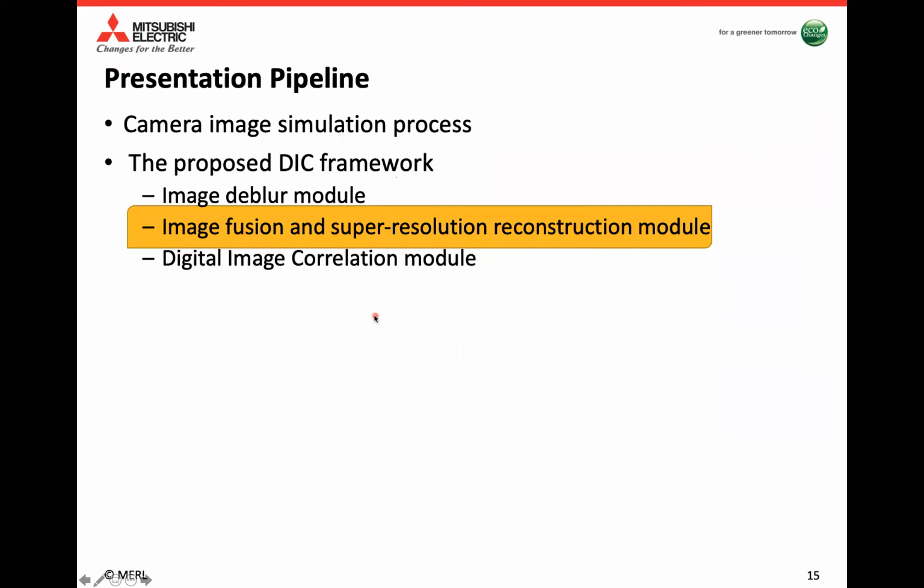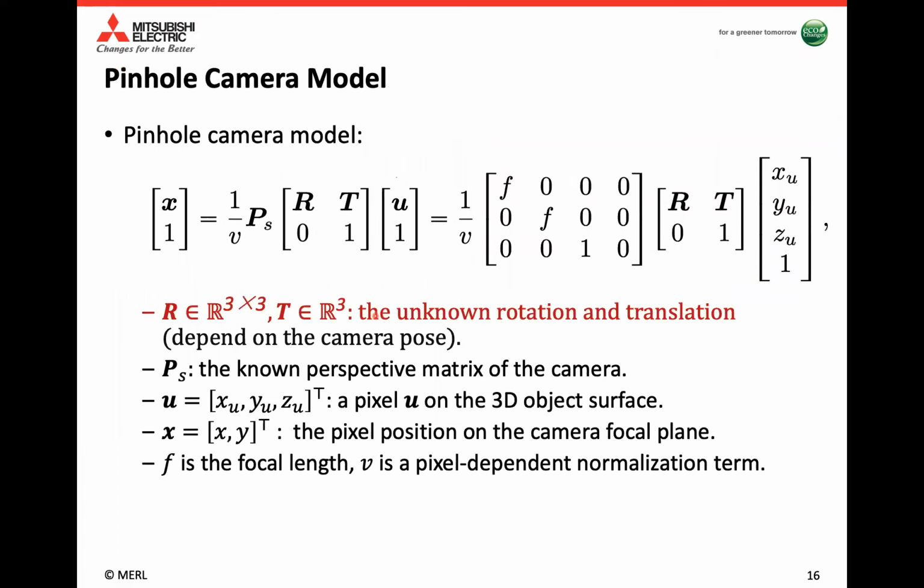Then we will introduce the most essential module in this framework. First, we introduce the pinhole camera model. Here, the equation shows the process of a point U in 3D space projecting to the camera plane, point X, with the rotation R and translation vector T, which represent the camera pose.